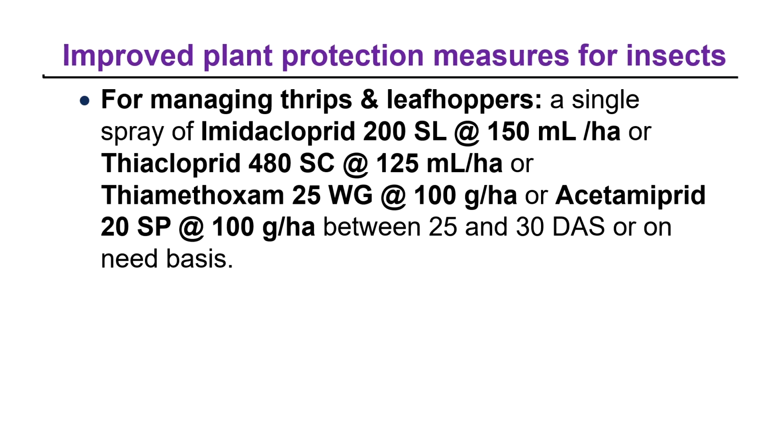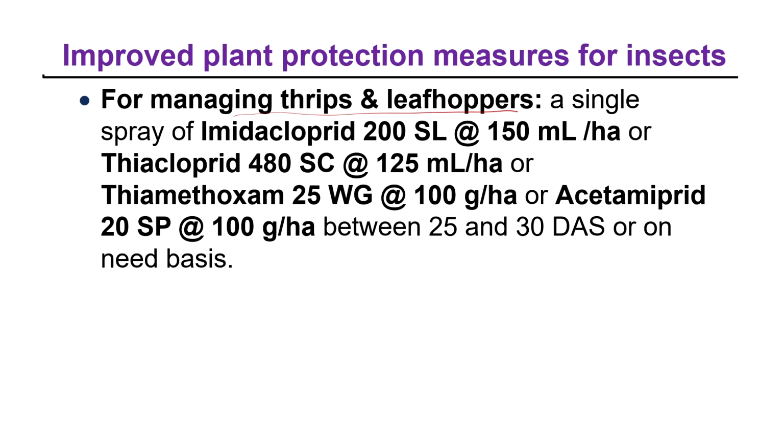For now overall, what can we see? The improved plant protection measures for insects. Overall, you can see for managing thrips and leaf hoppers, these thrips and leaf hoppers usually suck the sap of the plant. So, what can be done?